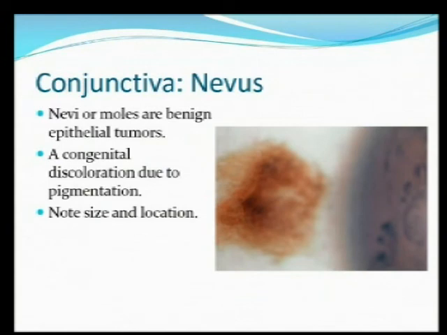Nevus, or nevi, if you have more than one, the scary definition is benign epithelial tumors, but in reality they're usually just like a freckle or a mole, just an excessive collection of pigment. However, it is worth noting on the patient's record. And usually if you ask, hey, you always had that little brown spot on your eye, they'll go, oh yeah, yep, it's always been there. So you note the size and location and move on.